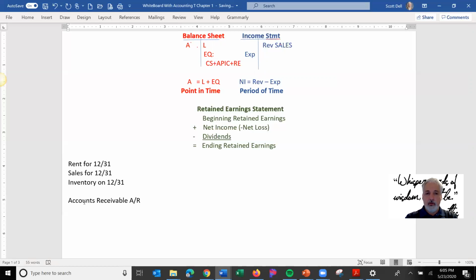AR, money owed to you from customers, as opposed to accounts payable, AP, money owed by you to vendors. Customers and vendors are different folks usually.